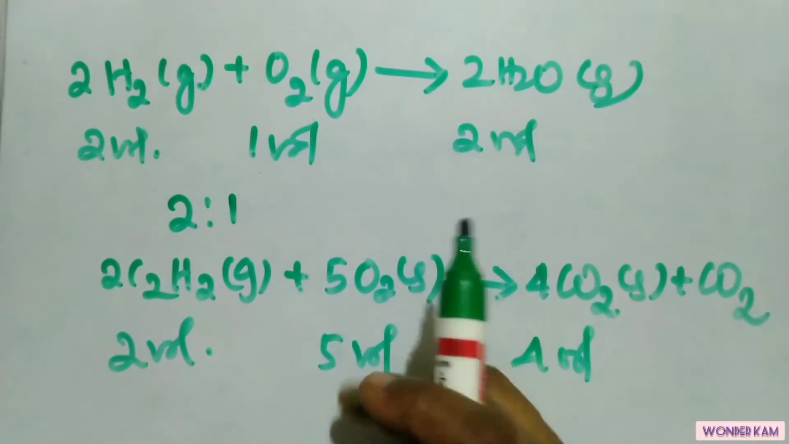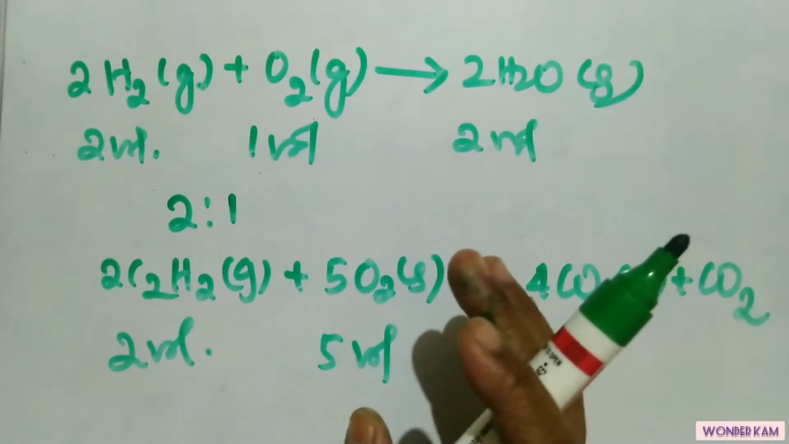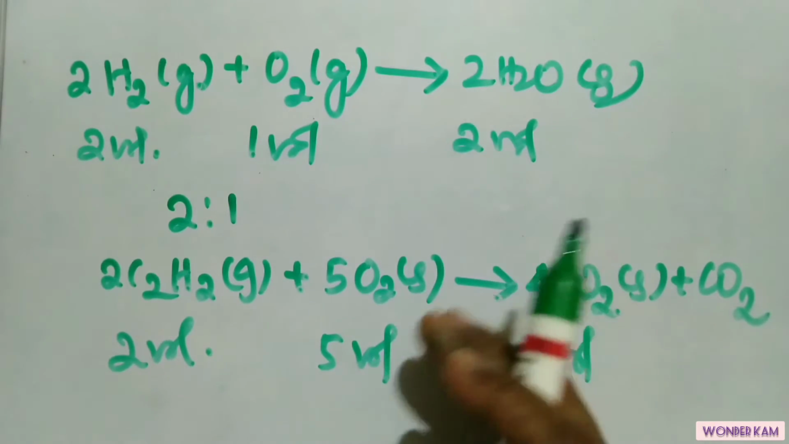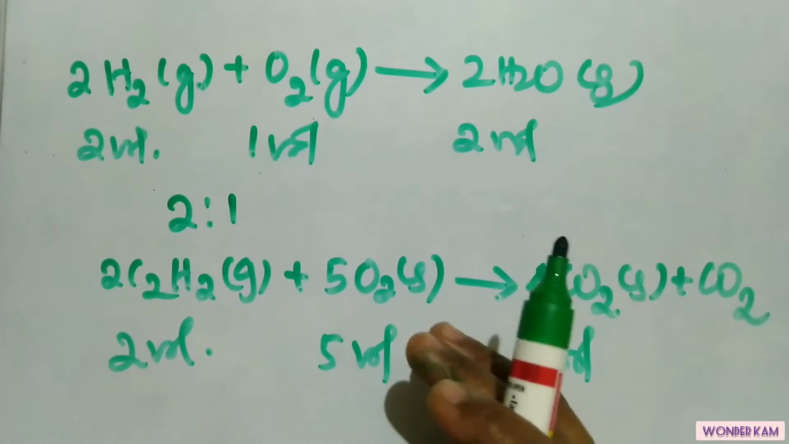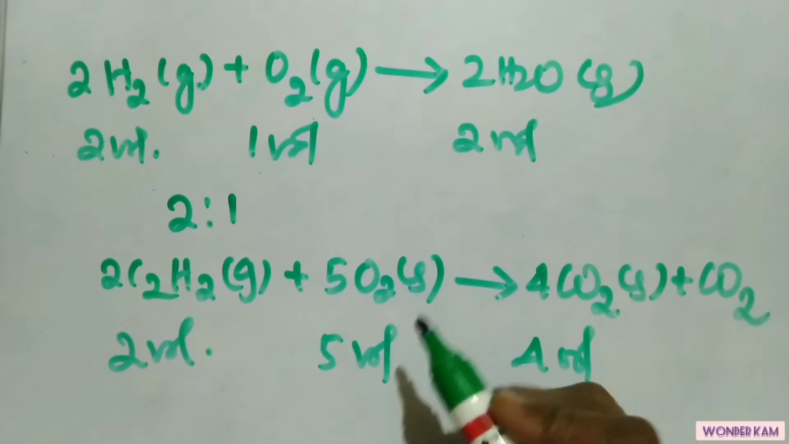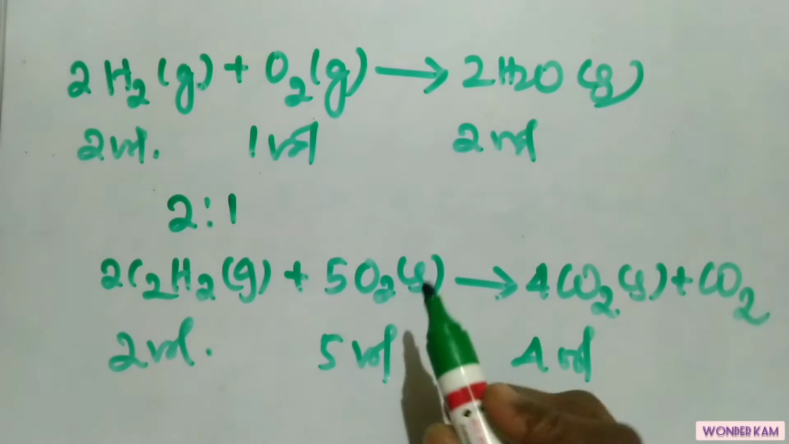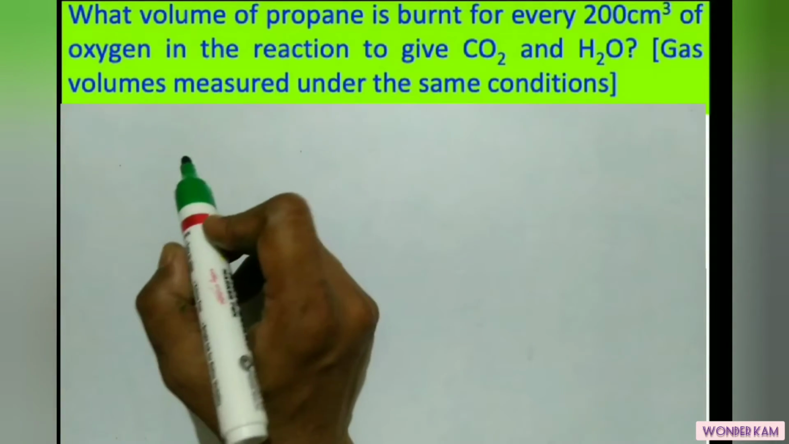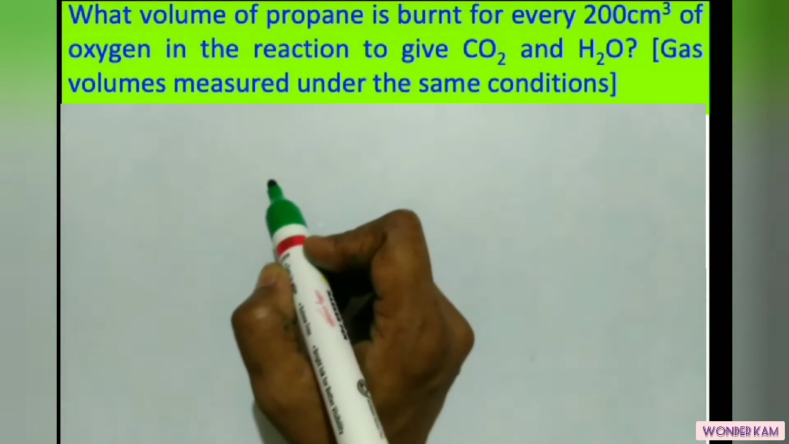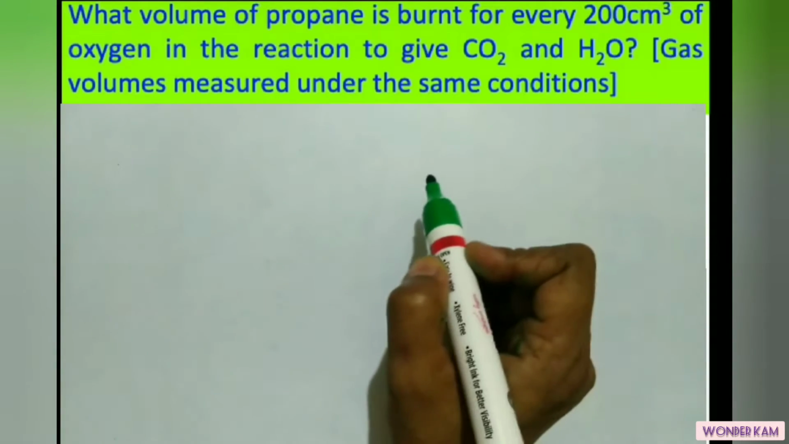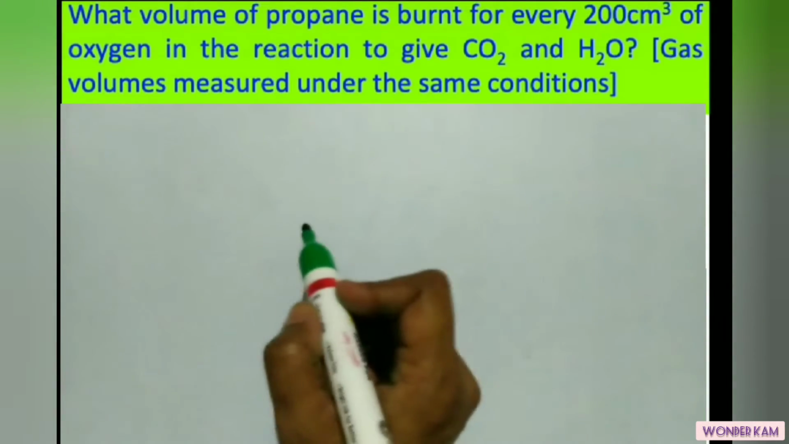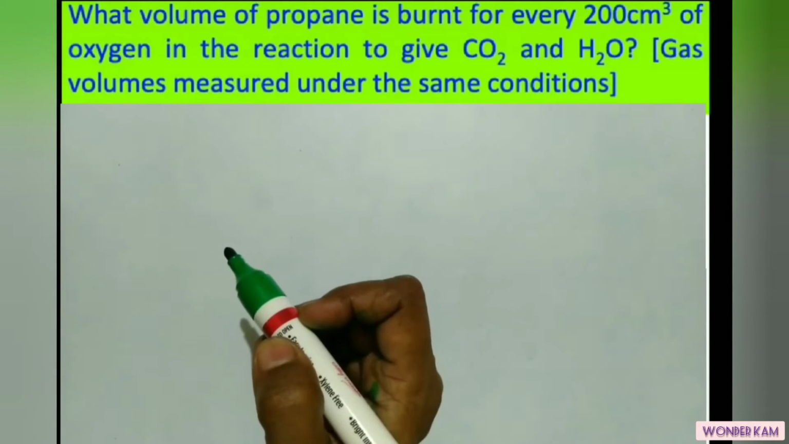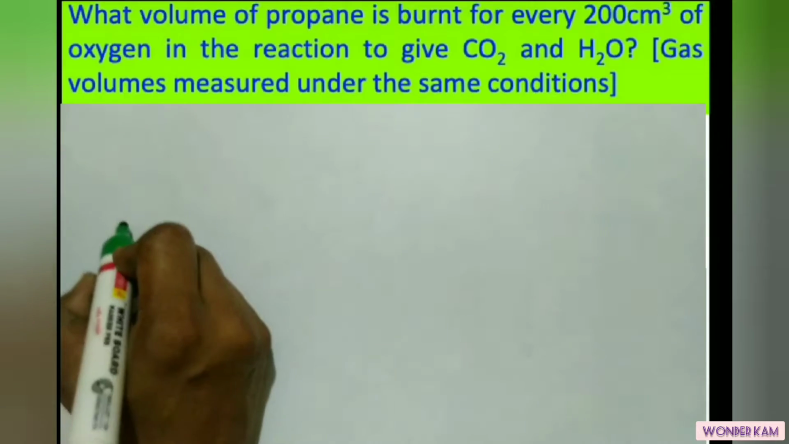In that way, all these gas laws are interrelated to each other, and we can come to know many more facts of these laws while we are solving the numericals. So let's start with a very simple problem. What volume of propane is burnt for every 200 cm cube of oxygen in the reaction to give carbon dioxide and water? We need to first write the balanced chemical equation as per the rules of stoichiometry.